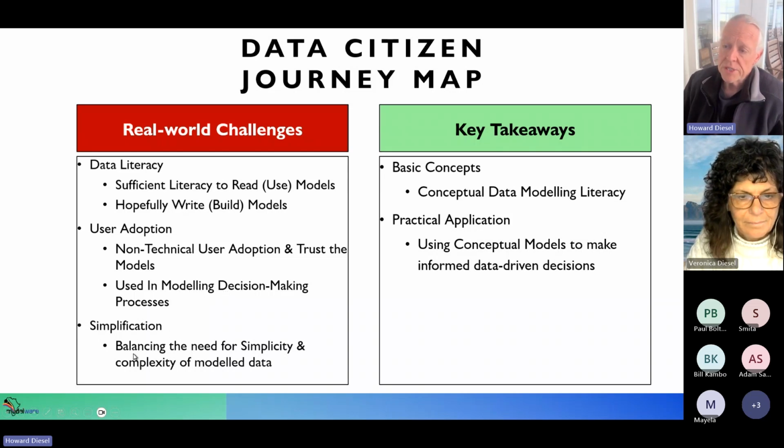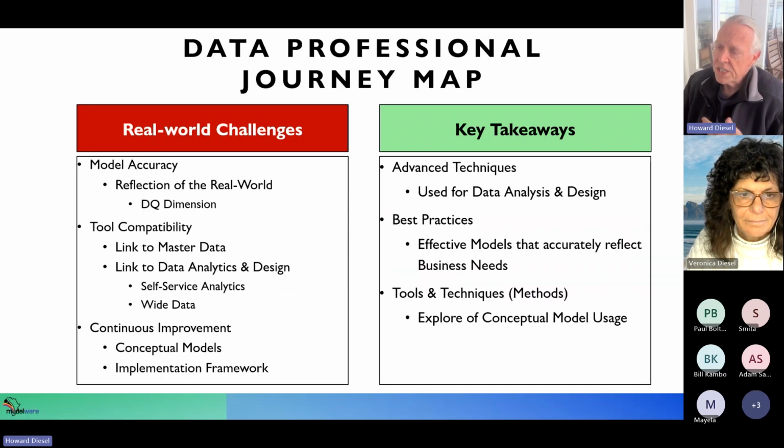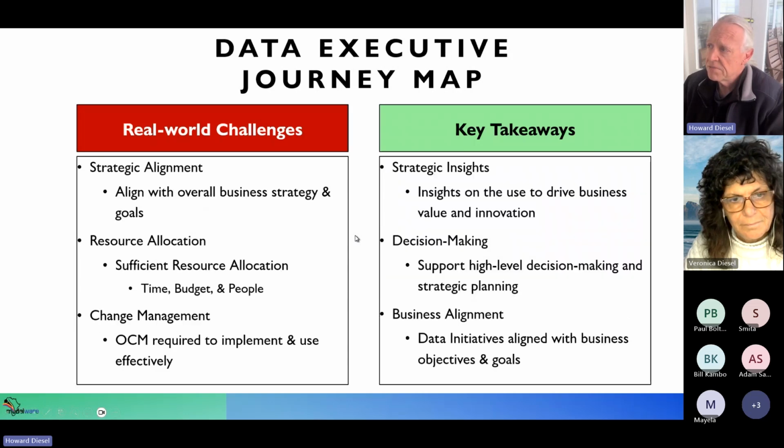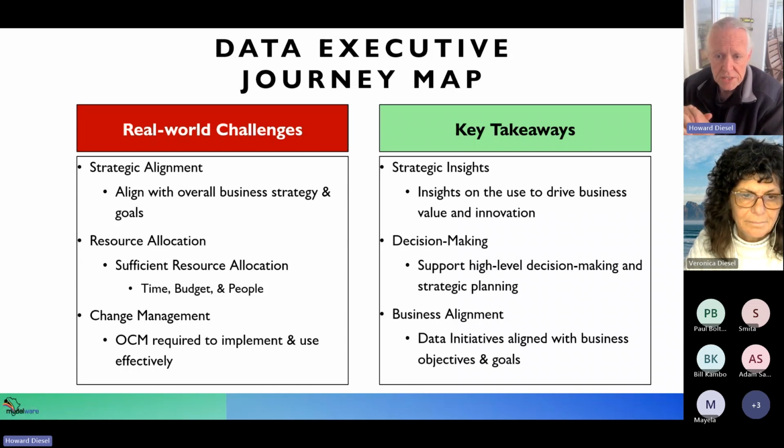And then the next one is oversimplification, or balancing the need for simplicity with the complexity of model data. So there are lots of challenges that you face in that area. And then this is for the data professional. There are all sorts of different types of schemes and notations, and data quality, and self-service analytics, and wide data. Those are all the challenges for a data professional, and the data executive has these challenges: strategic insight, decision-making, and business alignment. How do they make sure that that is correct?